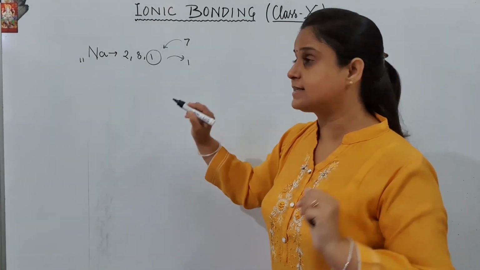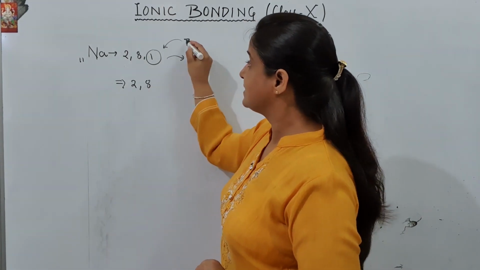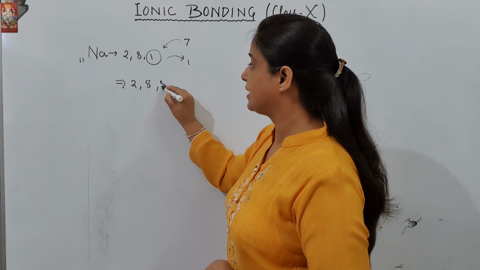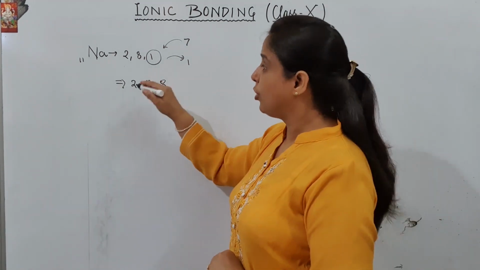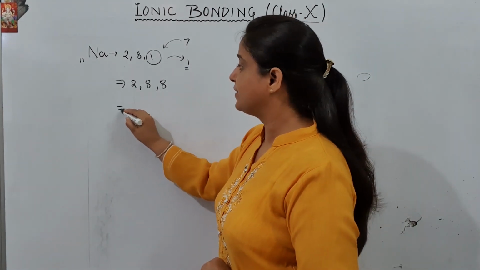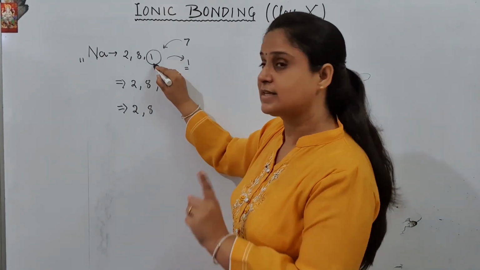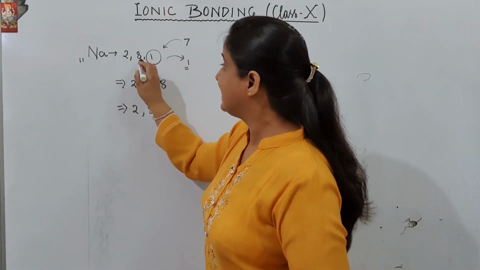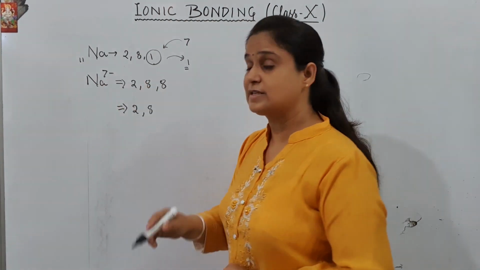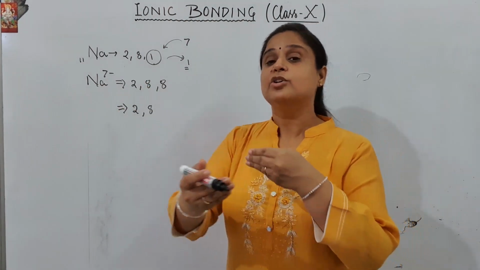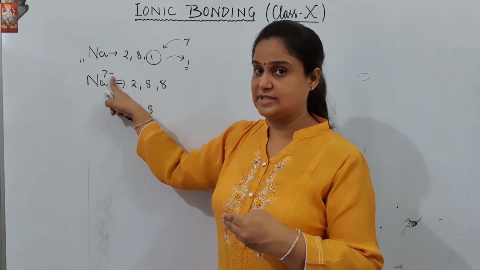Once it gains 7 electrons, what will happen? 2, 8, and after the gaining of 7 it becomes 8. So this will be the stable configuration. Or in case of losing, if it loses 1 electron, then it becomes 2 and 8. This one is lost. In case of gaining, sodium will turn into 7 minus, because it is gaining 7 electrons. Every extra electron will appear as a charge on its upper side.